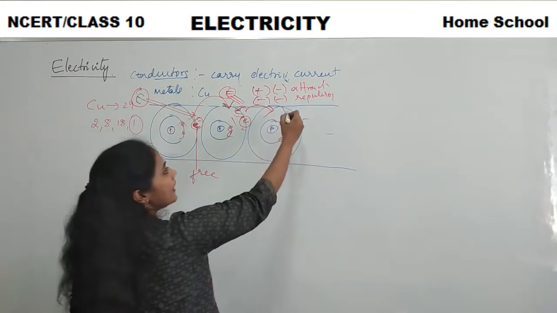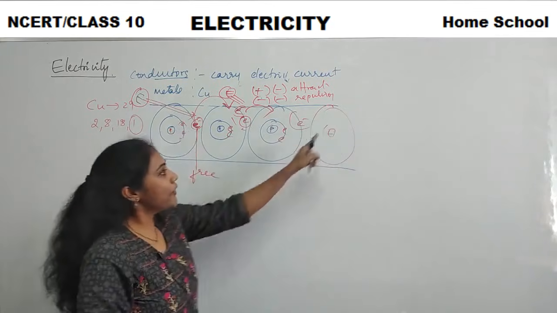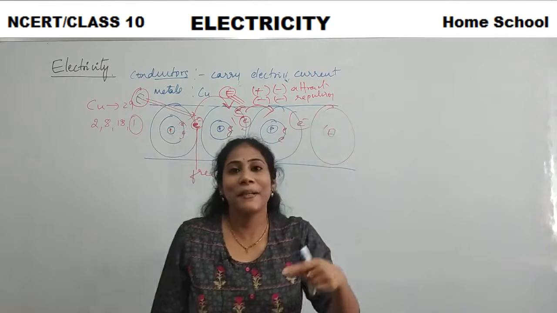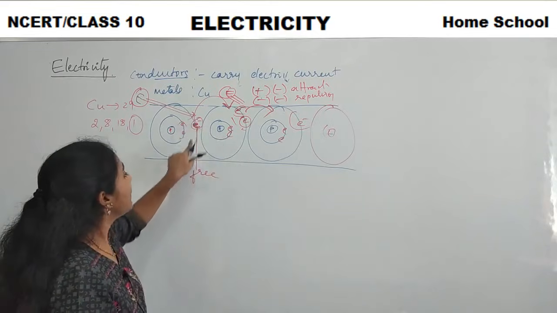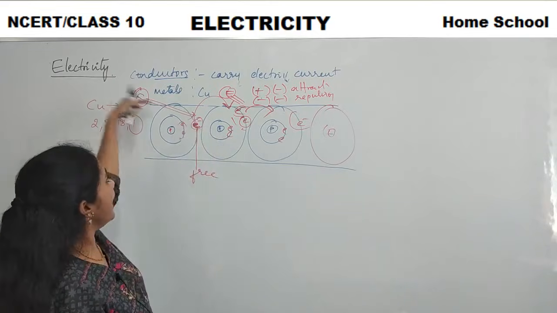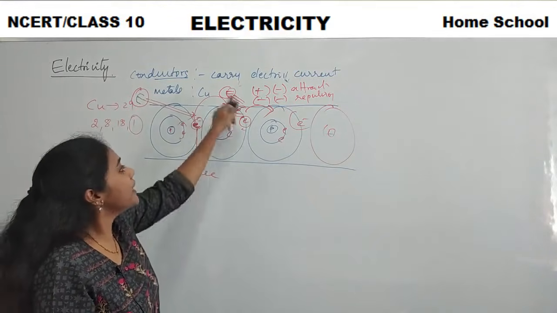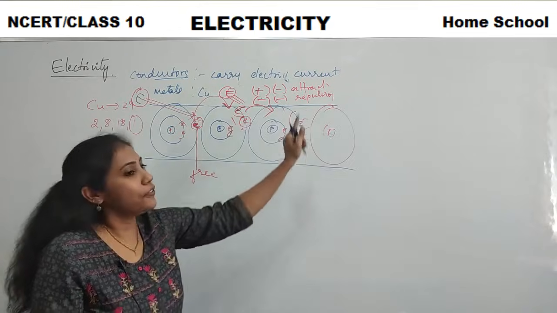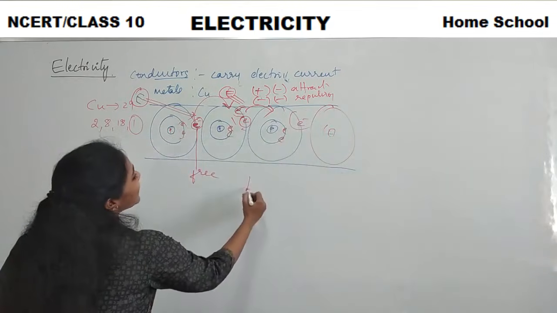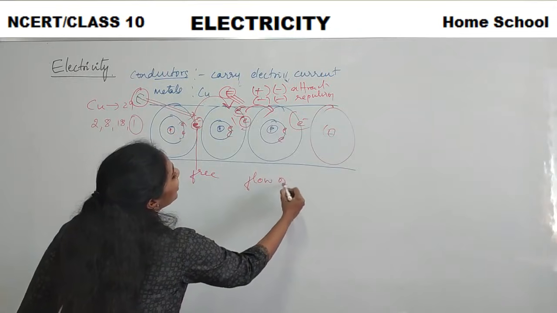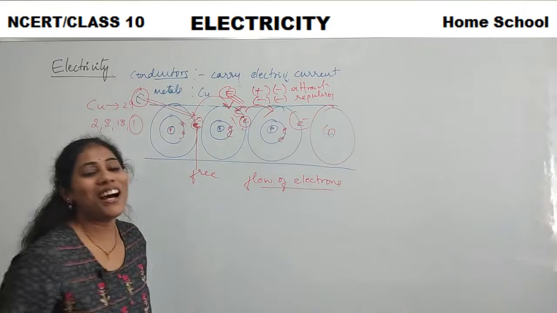This process continues. From this atom the electron jumps to the next atom, and from this the electron jumps to the next atom. That is how the outermost electrons, which have become free when energy is supplied, jump from one atom to another, from one to another, and this is what we call the flow of electrons. This is the meaning of the flow of electrons.